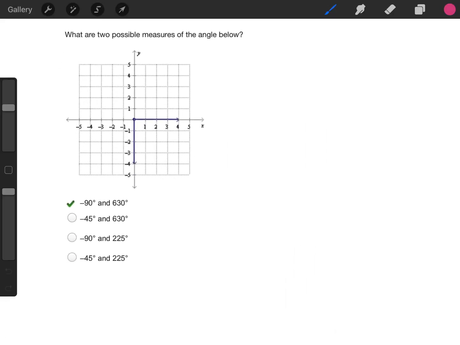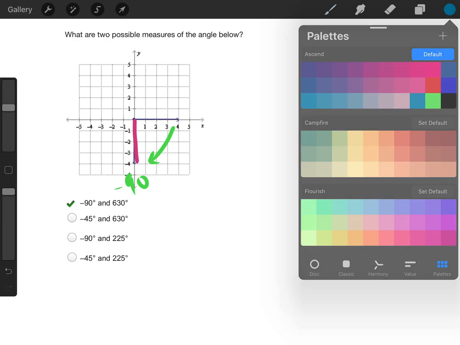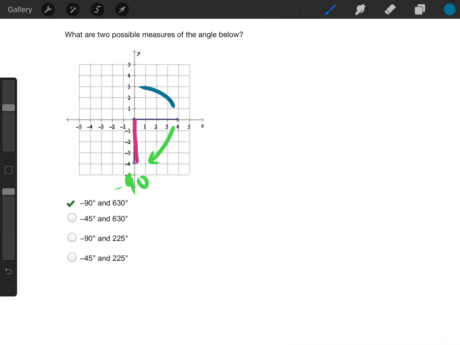All right, so what are the two possible measures here? Basically this is the one. If you go clockwise, that's a negative, so it's going to be negative 90. That's one way to express it. You can also go counterclockwise. So that's going to be 90, that's going to be 180 or 270. Unfortunately, we don't have 270 as one of the options.